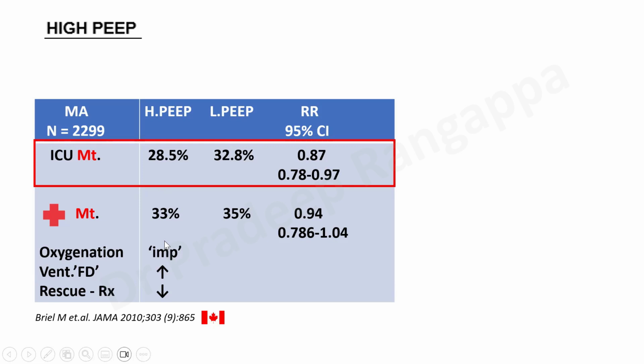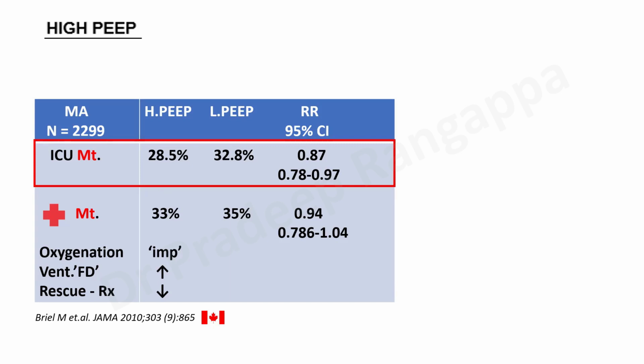Ventilatory free days, which means duration of ventilation was less. Ventilatory free days was more in high PEEP. And the need for rescue treatment was less. So this again shifted the pendulum and gave a signal towards the benefit of using high PEEP.